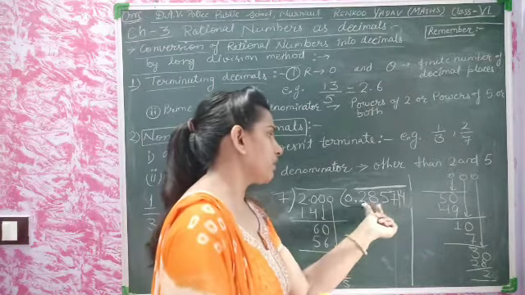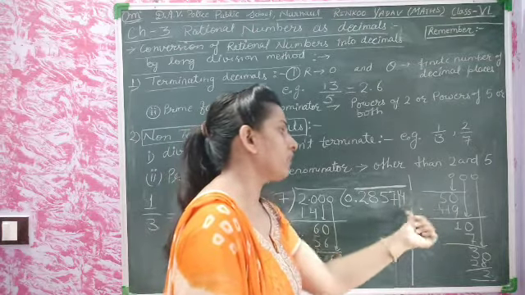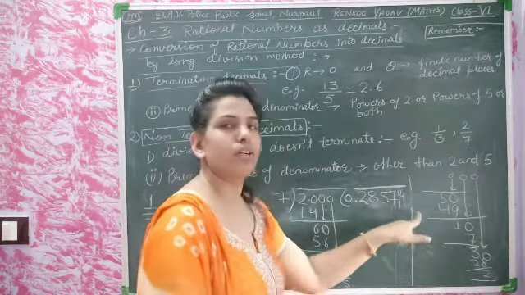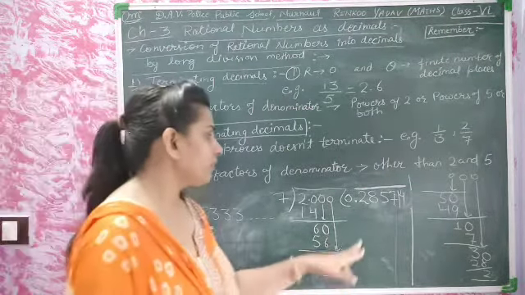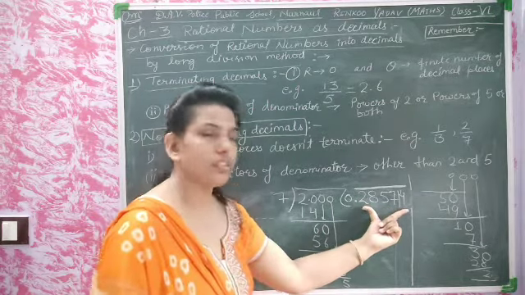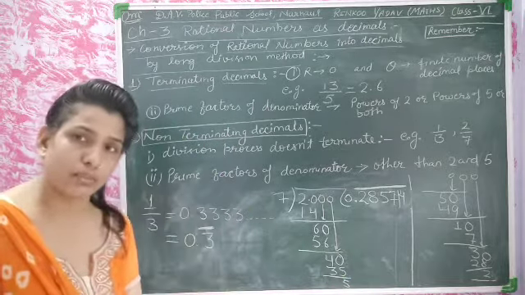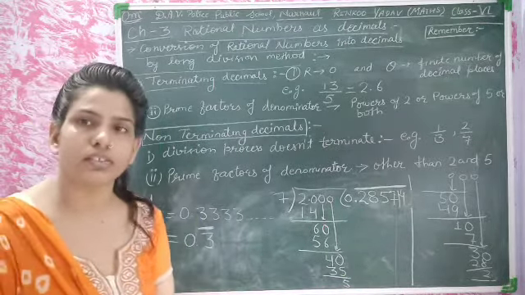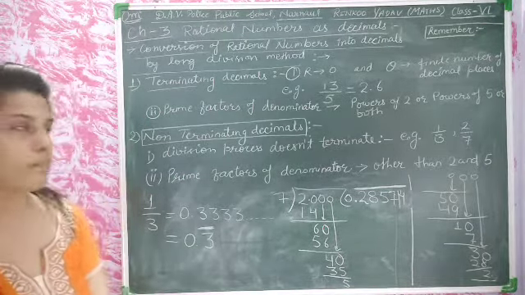Now it's a repeating number, again 2, then 8, then 5, then 7, then 1, then 4, and again the same number 2, 8, 5, 7, 1, 4 in the question. So we see that this number is repeating after the decimal place. It means this is the non-terminating number. Is this clear, students? This is the non-terminating number.